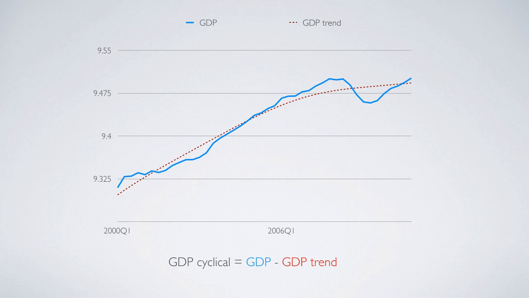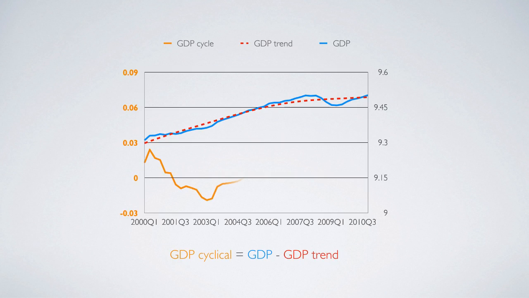What's left, that residual part, is called the cyclical component of GDP. You can see that after we do the deduction, for the time before 2001, this blue line is above the red line. Therefore, the cyclical part is positive. And between 2001 and 2004, the red line is above the blue one, so the deduction gives us a negative cyclical component value. After 2004 it is positive, and then goes negative again after 2008.